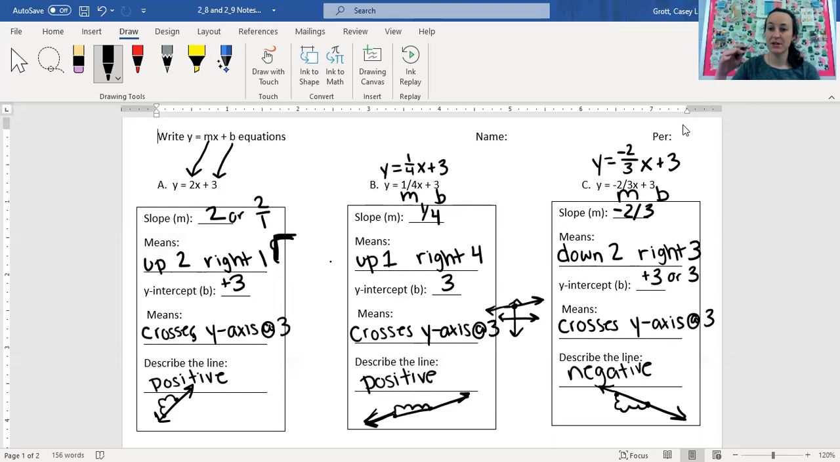Slope, steepness, some are going to be a lot steeper than others, and some will have no steepness, and that's when we have our slope of 0. So we're going to put this together, and we're going to practice writing equations today. We're going to practice finding slope. We're going to practice finding y-intercept, just like what we've been doing in class, and we're going to put it all together to write an equation.